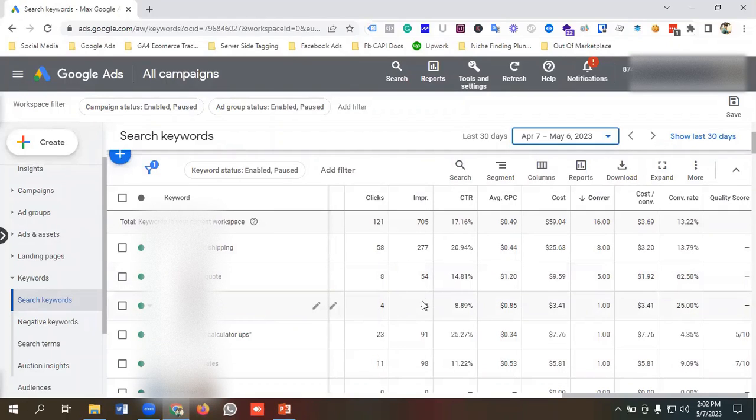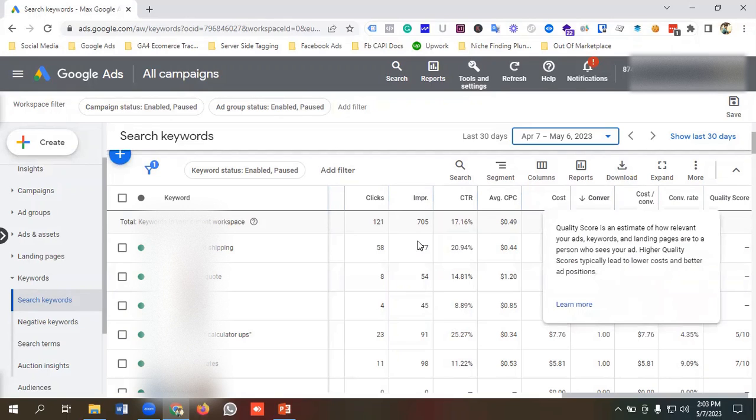So I'm in a live campaign where I will show how I optimize keywords for getting better performance. So we can see all the necessary metrics are available here, like clicks, impressions, CTR, average CPC, cost, conversion, cost per conversion, conversion rate, and quality score.